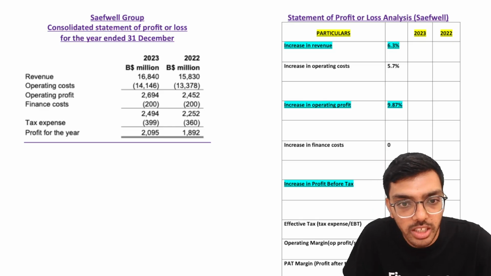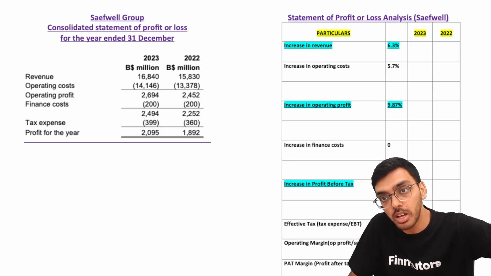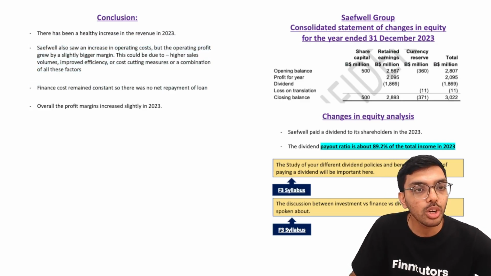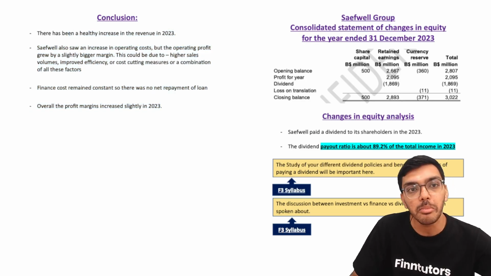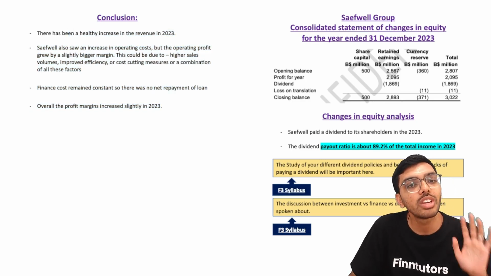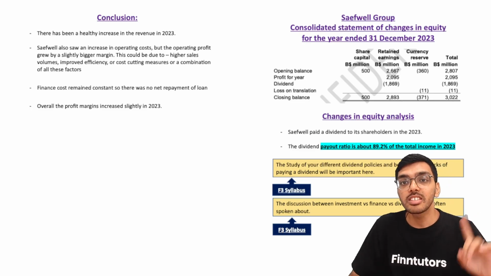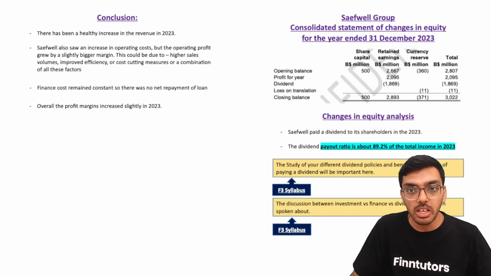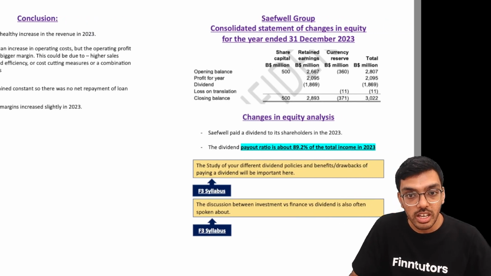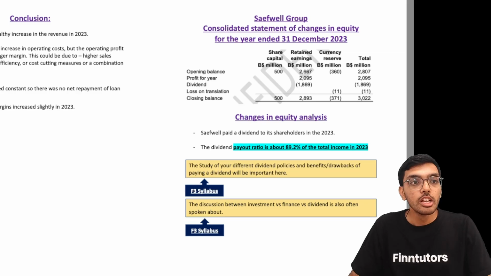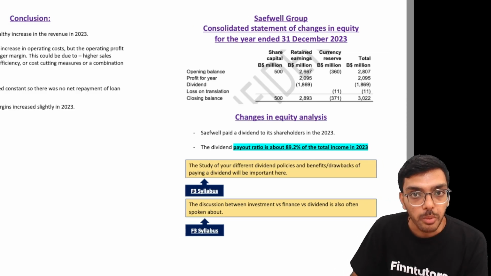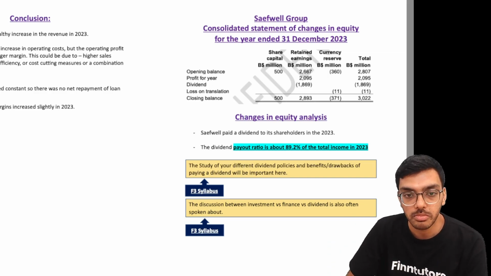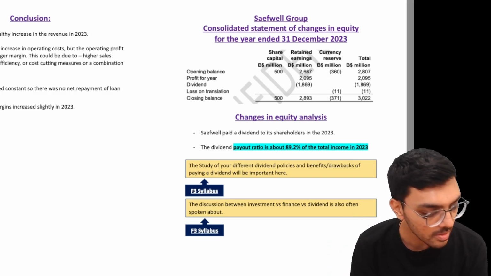So we did the consolidated statement of profit or loss, absolute numbers, my analysis, and everything that I spoke about has been put in word form as well in my conclusion, which you can read through. That is the statement of profit or loss. The next statement they have given me is the statement of changes in equity. So the statement of changes in equity for 2023 has been given. We start with the opening balance.